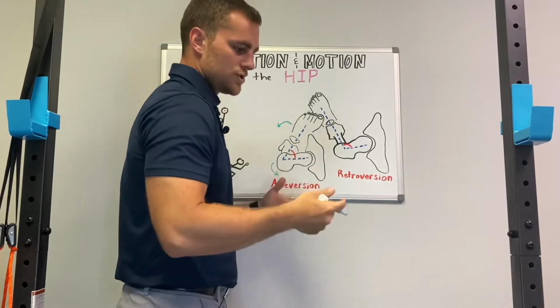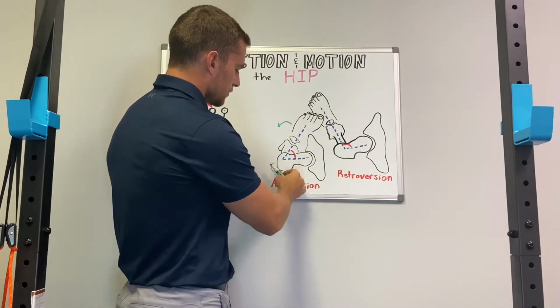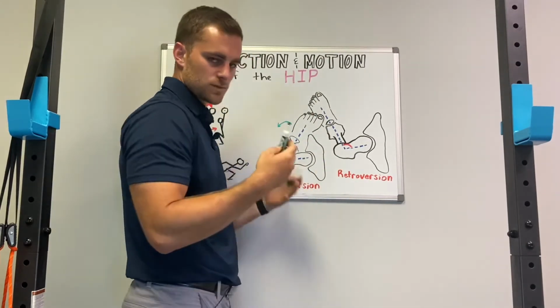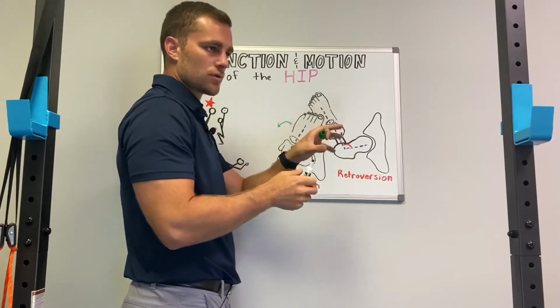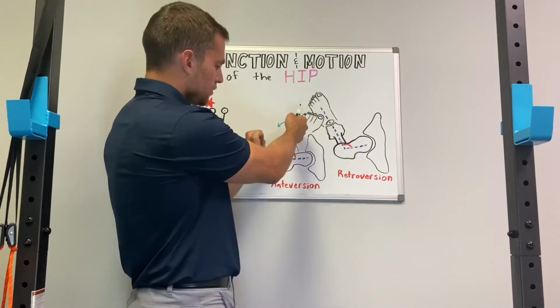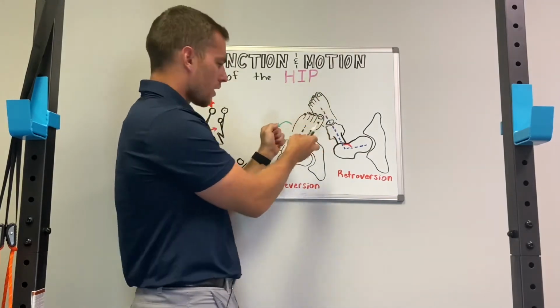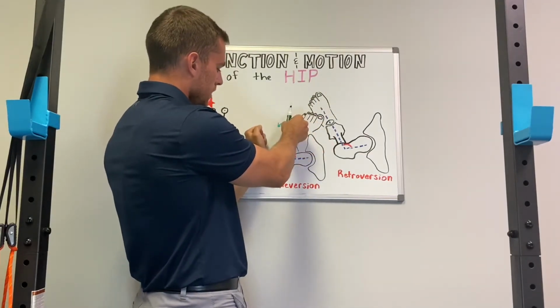But that's going to lead to chronically tight external rotators of the hip, so those muscles we talked about earlier, as well as an inability to actively externally rotate, because just to get to neutral, they're already working really hard just to pull the foot to neutral, okay?